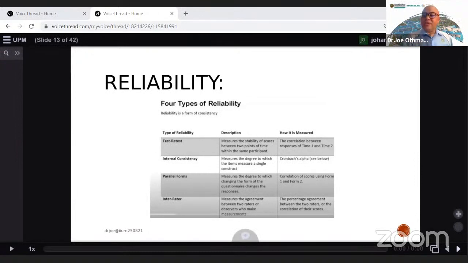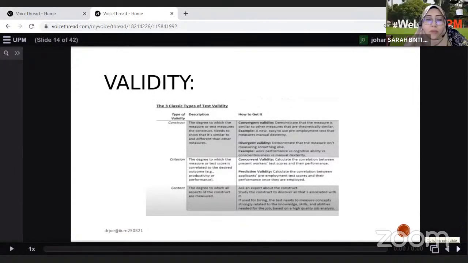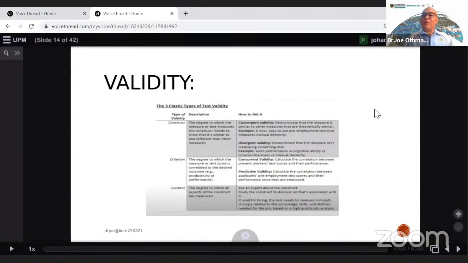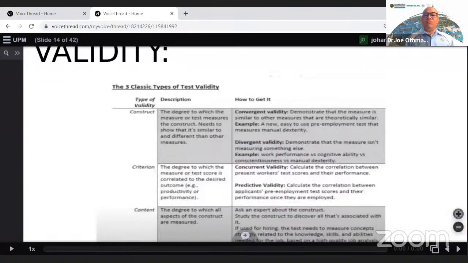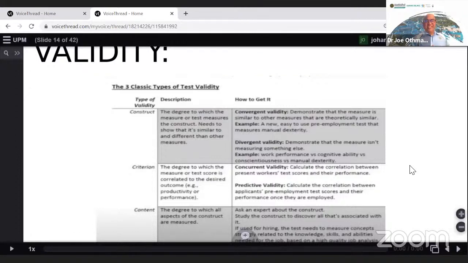Okay. So the next one would be validity. Validity is... Dr., sorry, can you enlarge your slide a bit? Because it is very small. Wait. Yeah, I think that's better. All right. Thank you. Oh, that's okay. Okay.